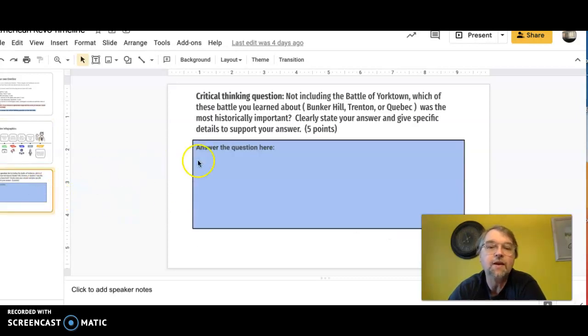And then there is a critical thinking question, not including the Battle of Yorktown. Which of these battles you learned about, Bunker Hill, Trenton, or Quebec, was the most historically important? And clearly state your answer and give specific details to support your answer. And then you can put your answer right in the box there and then hit submit when you're done.